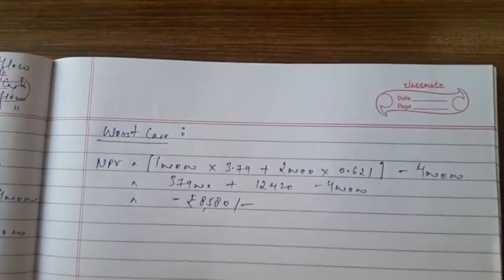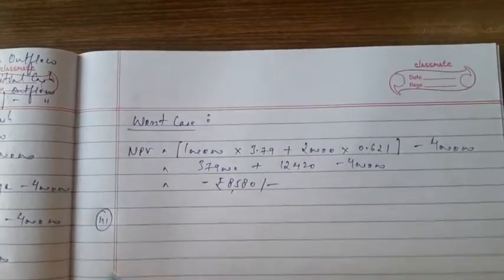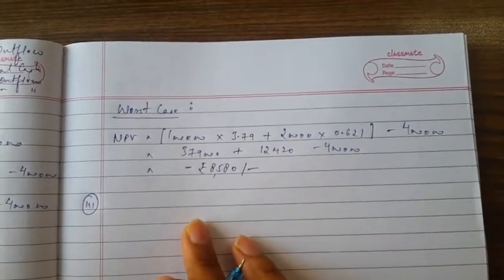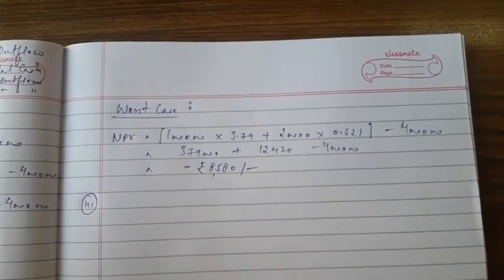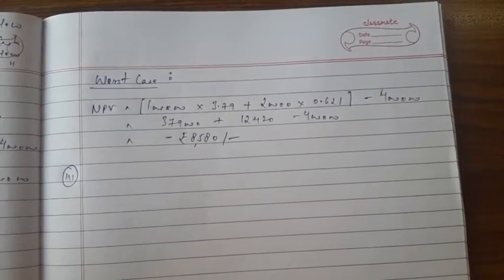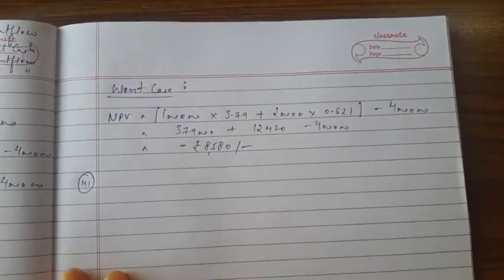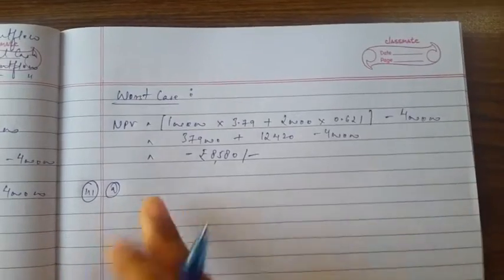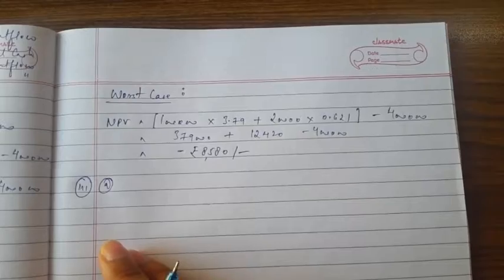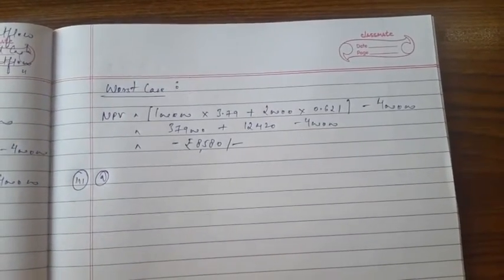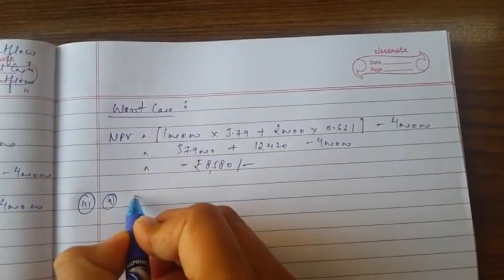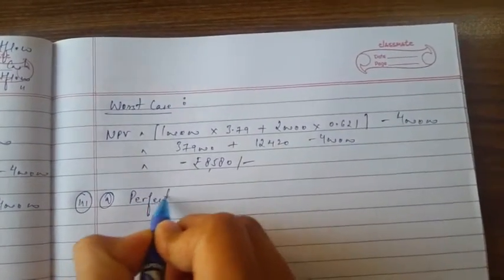Now let's move on to the third part of the question, which is the probability of occurrence of the worst case if the cash flows are perfectly dependent over time and independent over time. In the worst case, the probability is 0.3. There are two parts in this: we have to tell the probability of occurrence of the worst case if the cash flows are perfectly dependent over time, and the second part is when the cash flows are perfectly independent over time. First I'm writing perfectly dependent.